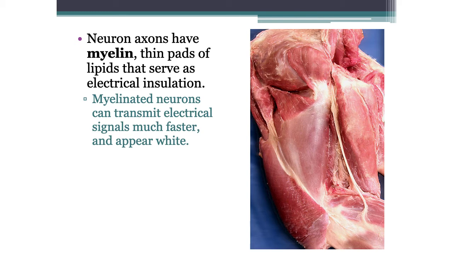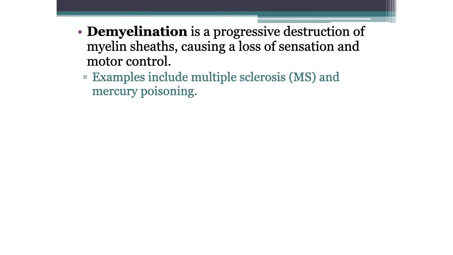Neurons and neuron axons have myelin, right? Thin pads of a lipid that serve as electrical insulation. Myelinated neurons can transmit electrical signals faster and appear white. So you can see the white there on that nerve. Loss of myelination causes issues with signal transduction. So we're going to talk about that at the end when we talk about issues with the nervous system. We'll talk about it here too.